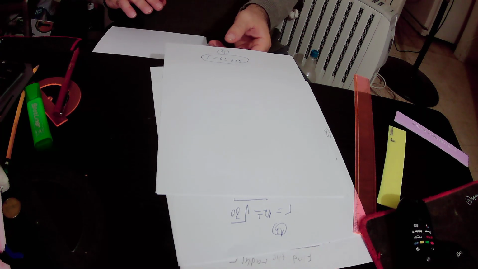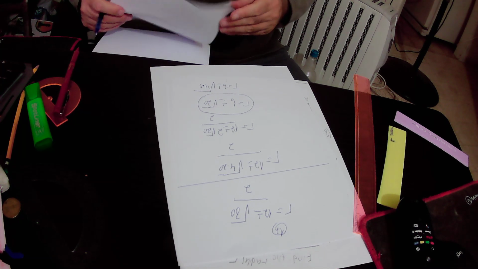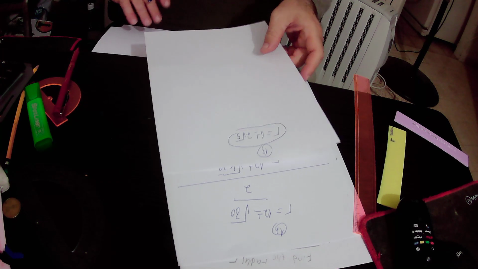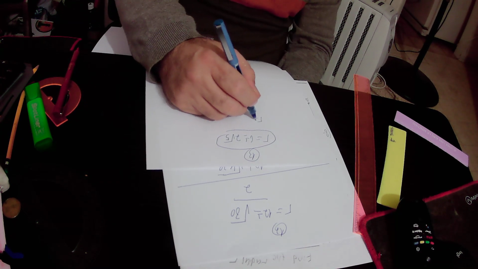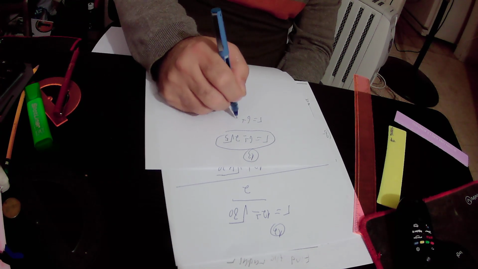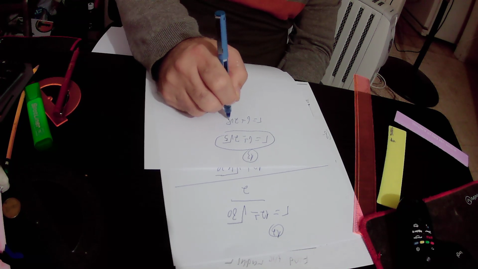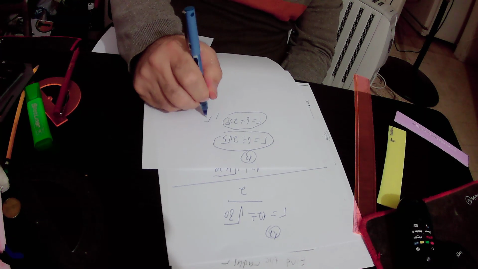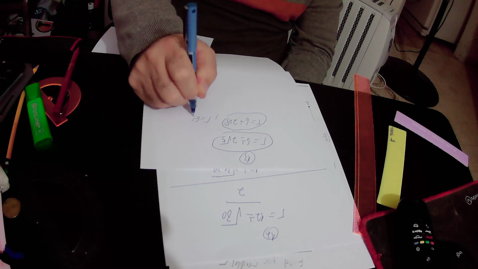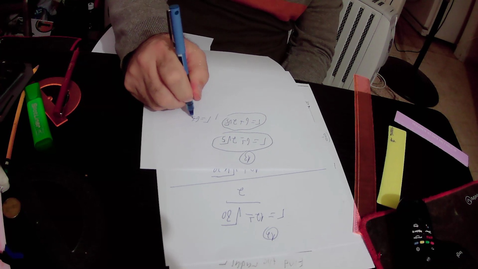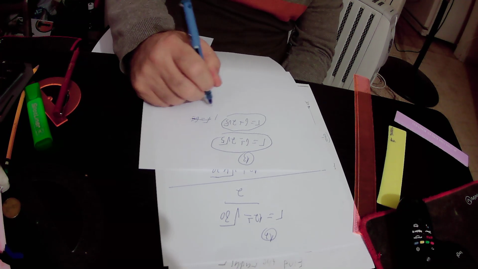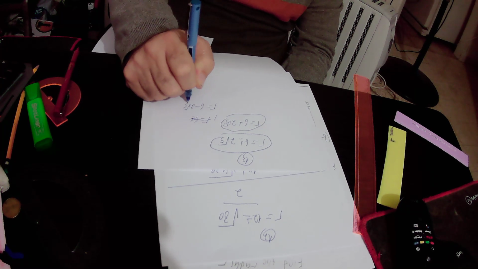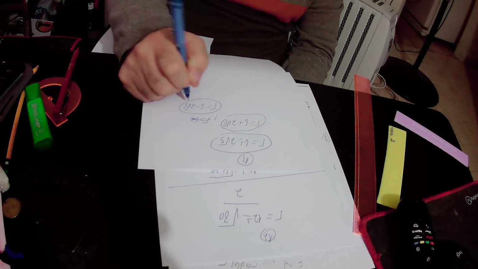So we have here two solutions. The first solution is r equals 6 plus 2 times root 5. This is the first solution, and the second solution is r equals 6 minus 2 times root 5. This is the second solution.